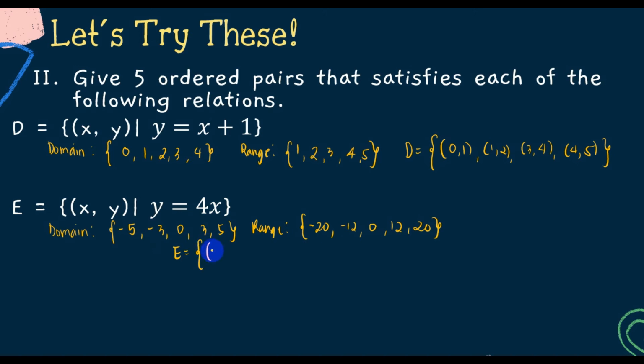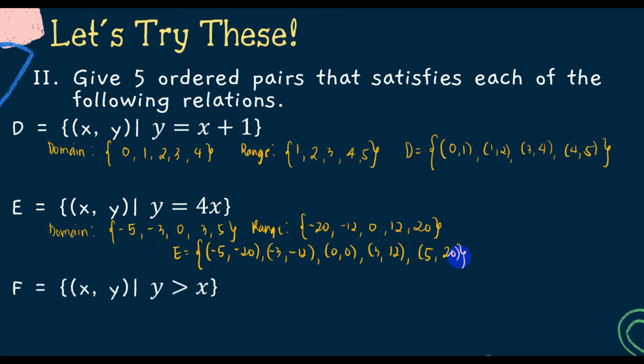Ordered pairs natin. Negative 5, and then negative 20, then negative 3, partner niya si negative 12, then we have 0 and 0, next is positive 3, partner niya si positive 12, then the last one is positive 5, partner niya si positive 20. So, huwag kalimutan si parentheses at ang ating braces. Okay? So, that's for our relation E.